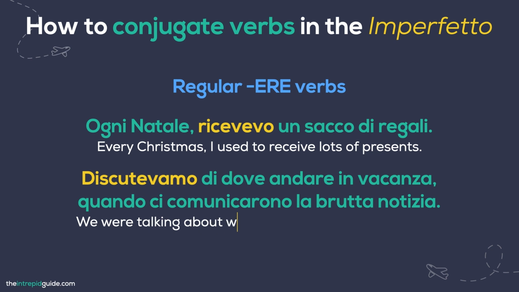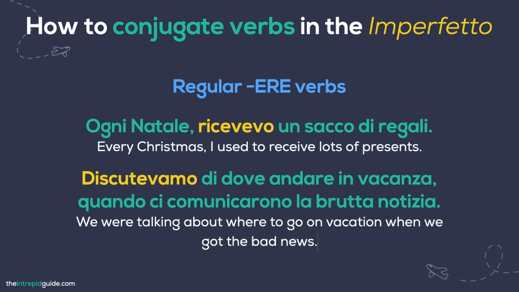Discutevamo di dove andare in vacanza quando ci comunicarono la brutta notizia. We were talking about where to go on vacation when we got the bad news. Here are the conjugations for verbs with ire endings.